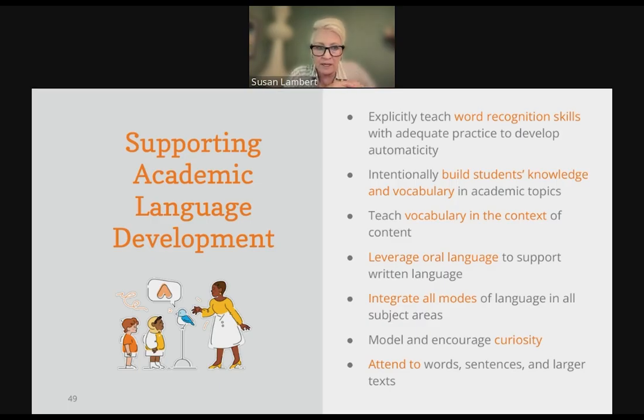It's a great learning opportunity. Next one. I've said it a few times, integrate all modes of language into all subject areas. No matter what you're trying to learn, you need to listen to it, you need to talk about it, you need to read about it, and you need to write about it.